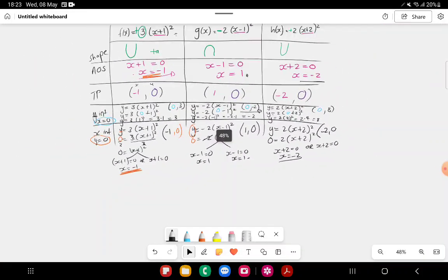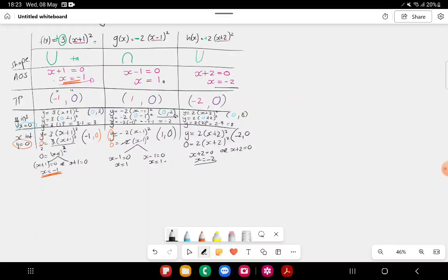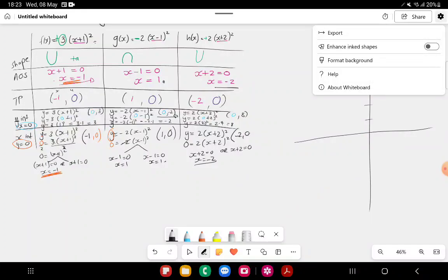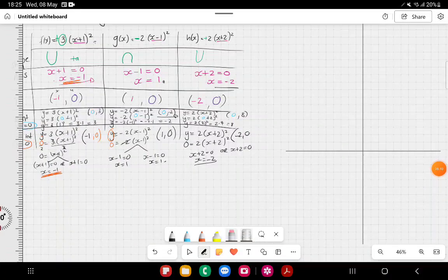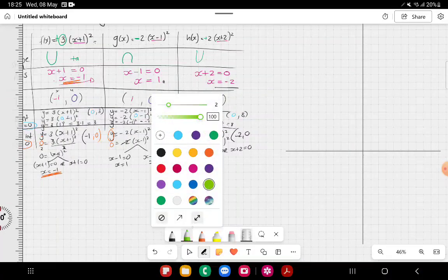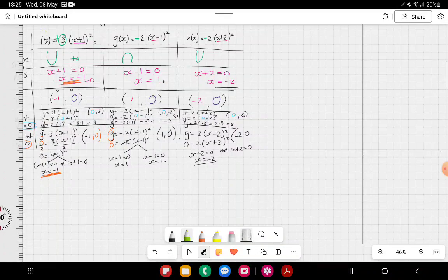If we attempted to sketch these, let's say these are Cartesian axes. Let's see if we can get grid paper. Okay, I got some grid paper. Now we want to plot the points. Let's do our first one in green for the f of x.